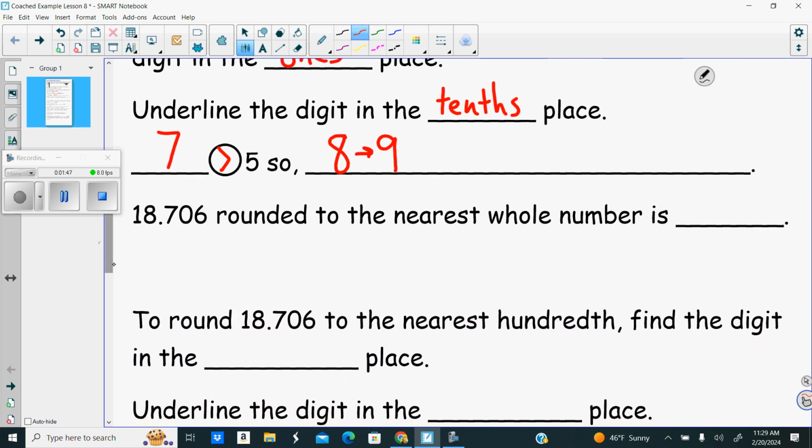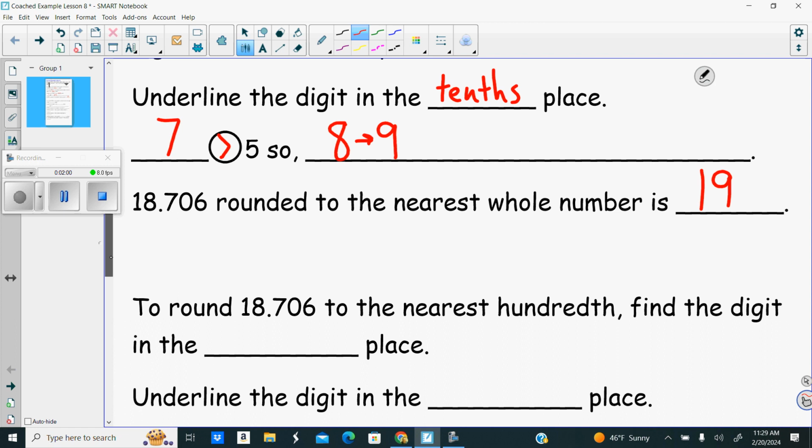Therefore, if we round this to the nearest whole number, we bump that 8 to a 9. Everything in front of the ones place stays the same. Everything behind the ones place gets dropped. Our answer is 19.